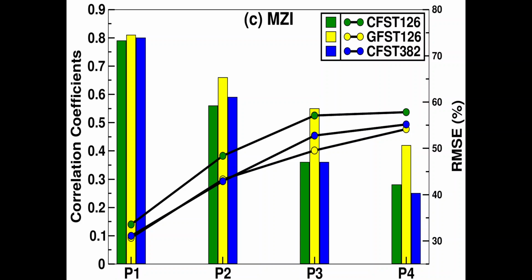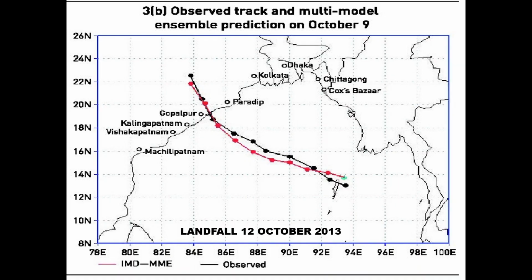Now, on the right hand side is shown the error, root mean square error, and you can see that it starts at around 30% and goes on increasing to around 60% by the fourth pentad, which means the forecast beyond 2 to 3 weeks is not that useful because of the high error.